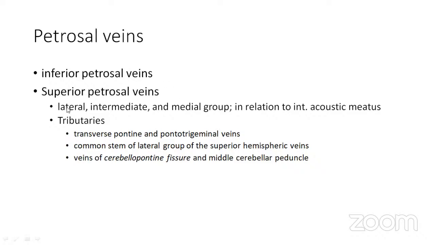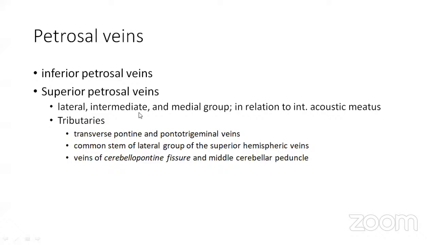The group of veins of the superior petrosal sinus have been divided into lateral, intermediate, and medial group, depending on its relation to the acoustic meatus. The veins that drain into the superior petrosal sinus above the acoustic meatus are termed the intermediate group. The veins that drain medially into the petrosal sinus are termed the medial group, and subsequently, the veins that drain laterally from the acoustic meatus into the superior petrosal sinus are termed the lateral superior petrosal veins.